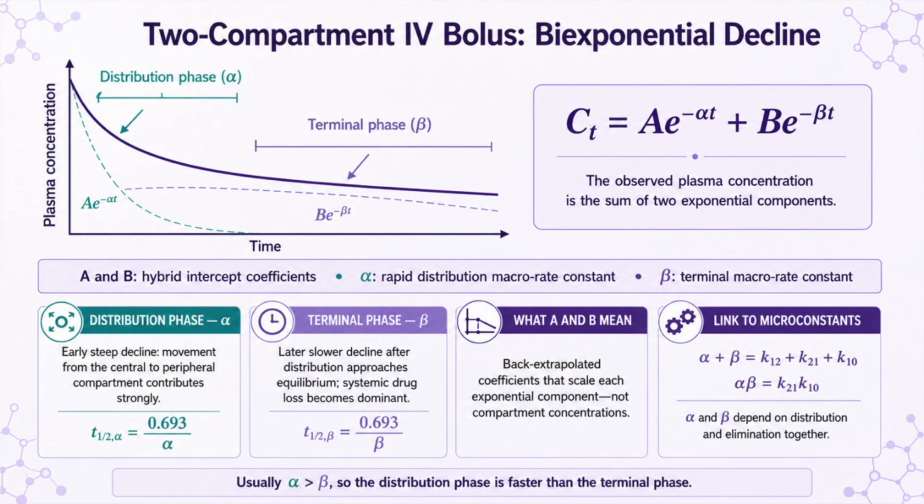A and B are mathematical coefficients that determine the contribution of each exponential component. They are back-extrapolated intercept coefficients, not the concentrations inside the central and peripheral compartments. The macro constants are connected to microconstants. Alpha plus beta equals K12 plus K21 plus K10. Alpha multiplied by beta equals K21 multiplied by K10. Usually, alpha is greater than beta, which is why the distribution phase is faster than the terminal phase.